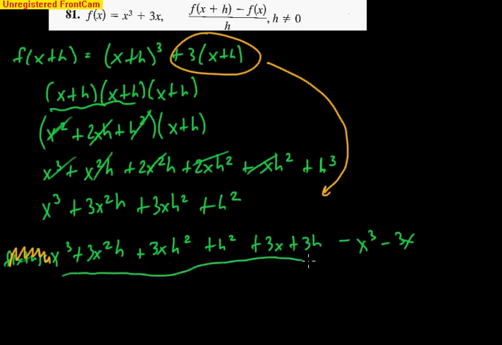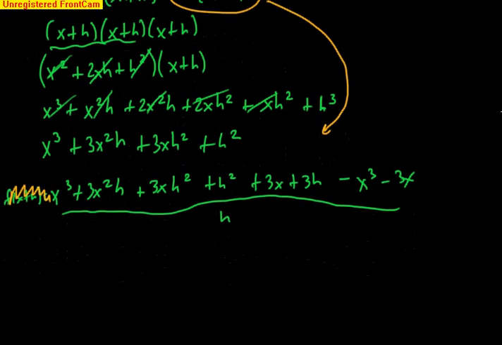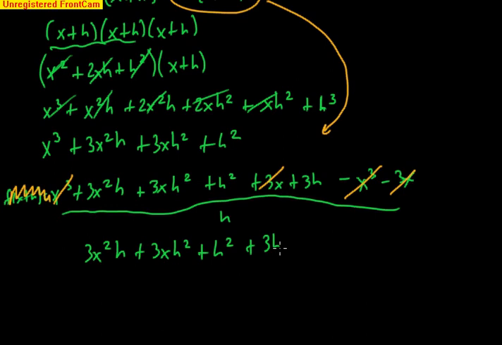That's all over h. And now we like to see what simplifies. Now, things should cancel. X cubed minus x cubed, gone. 3x minus 3x, gone. Anything without an h should go away. All the h things should stay. 3x squared h plus 3x h squared plus h squared plus 3h all over h.